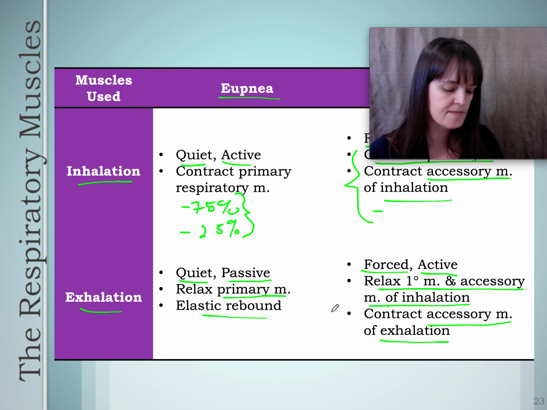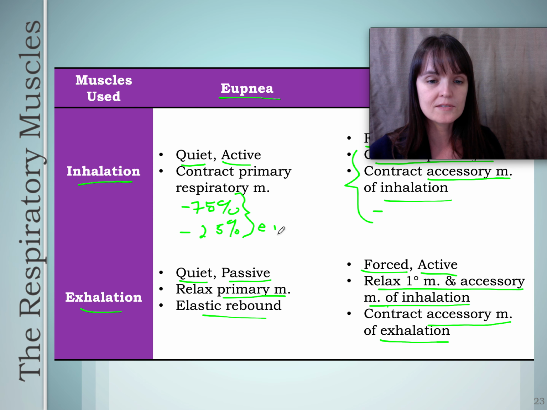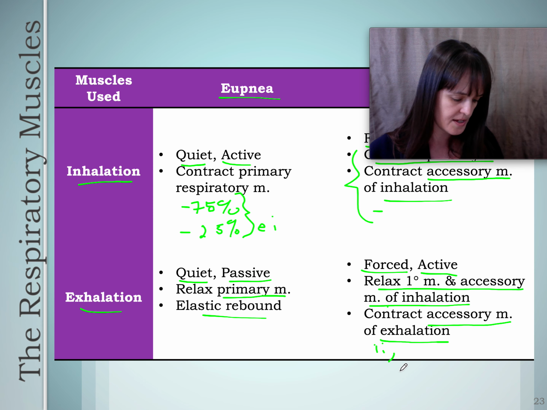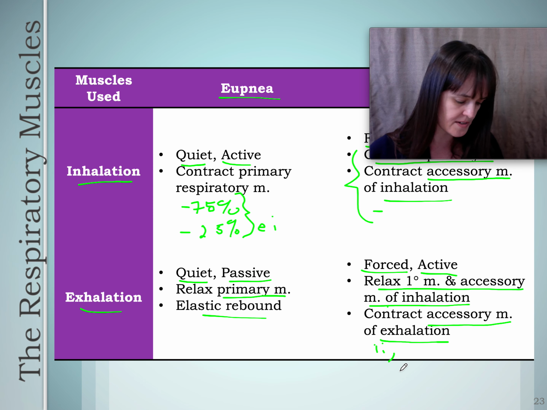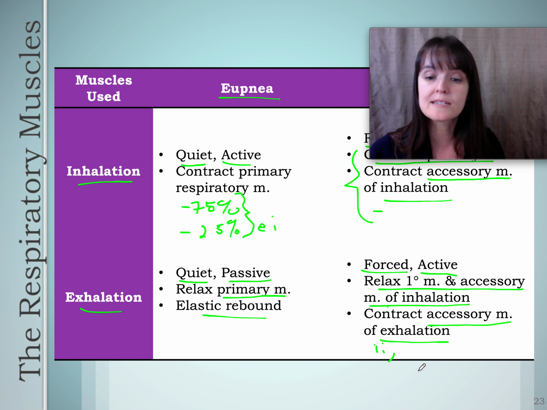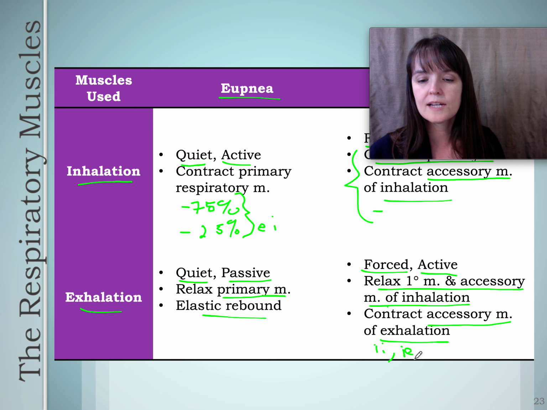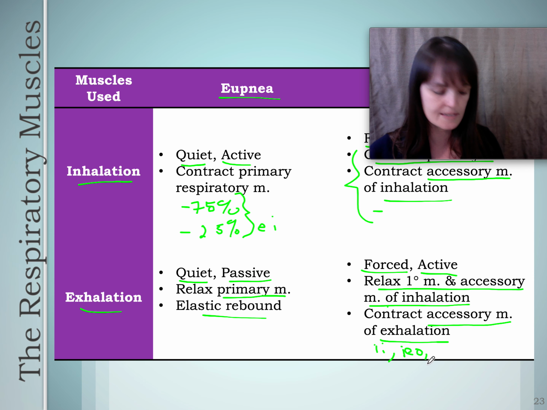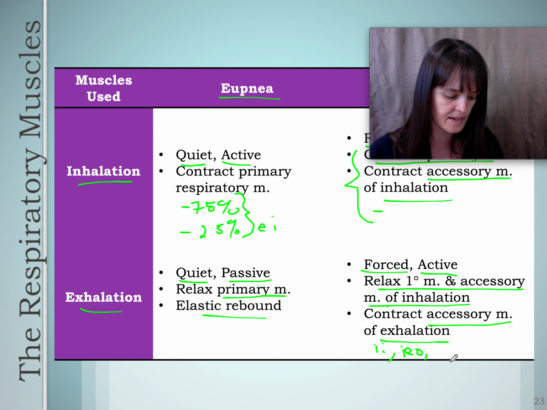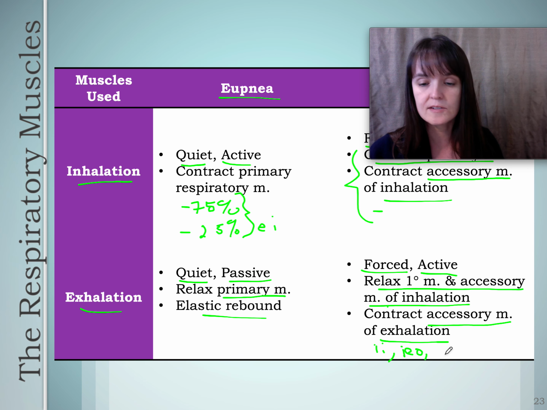So first we have the internal intercostals. Remember, these are the external intercostals up here. And now we have the internal intercostals. The transverse thoracic we never learned. The obliques, the internal and external obliques, and then the rectus abdominis and the transverse abdominis.